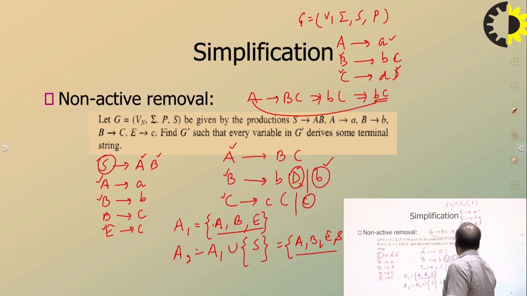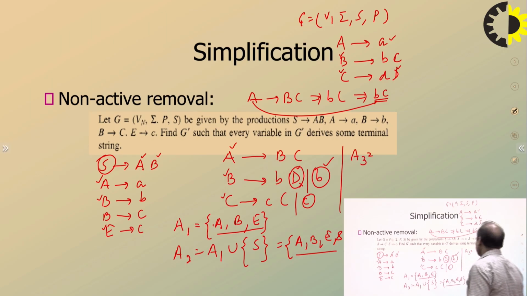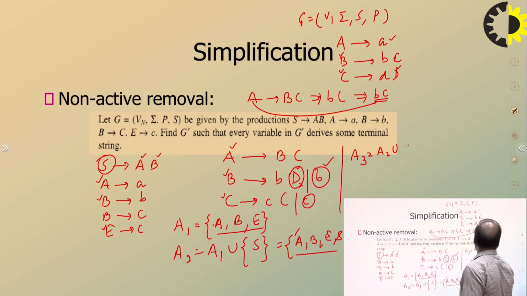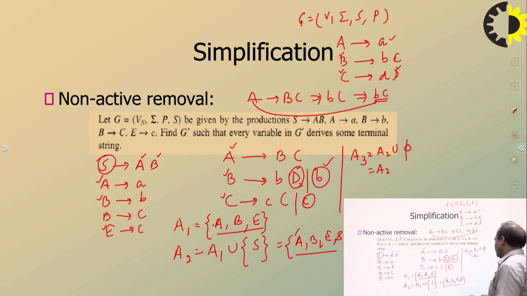Now look at the set of active variables 3. If you want to compute A3, it is nothing but A2 union the symbols we are going to get in the right hand side of the production, then we are going to get the left hand side. So AB, S is already included. C is not there, so we are not going to include B because of this, and this is the final. So A3 is basically A2 union, so this becomes A2. That means this chain is stabilized, okay?